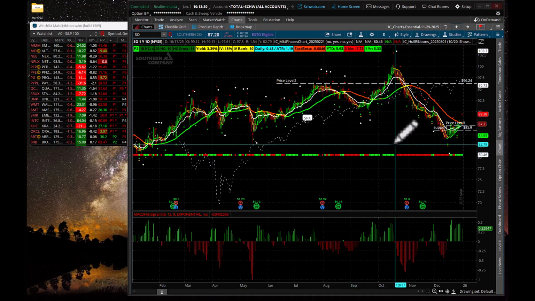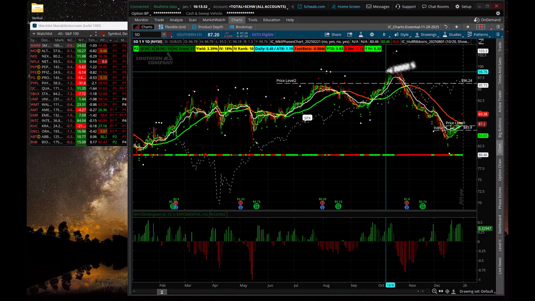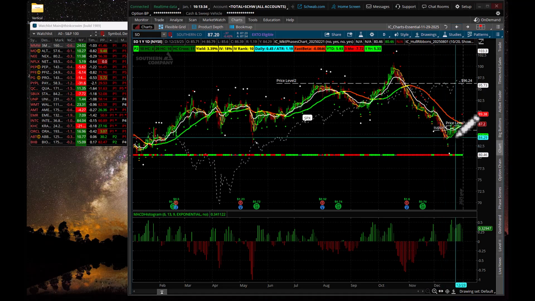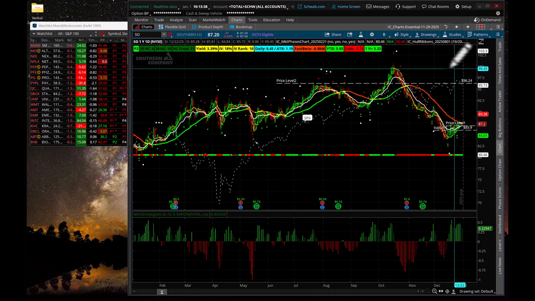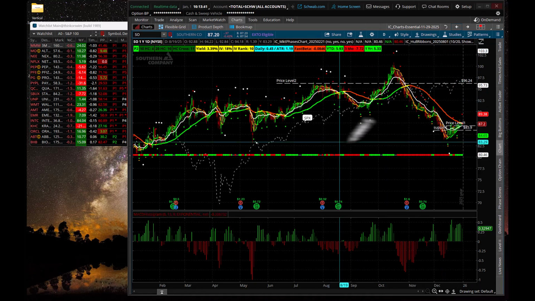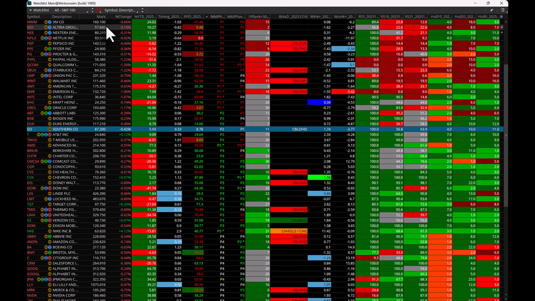So I could conceivably think, you know what, there's a good chance it might reverse and come back up and hit something in this neighborhood. So the reason for bringing up the PPO and the white dots is to provide you some context with other things that you could see on the watch list.